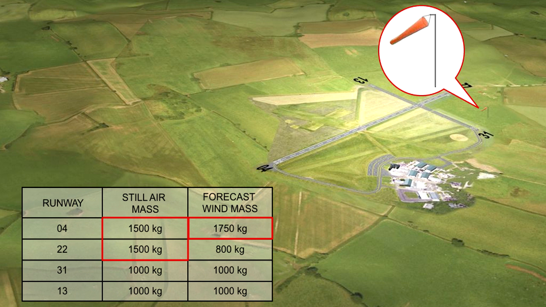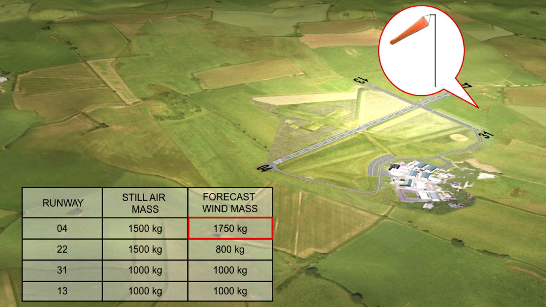If the aeroplane was dispatched at 1,750 kilograms, and then, on arrival at the airfield, the wind was less than forecast, the aeroplane would not be able to land. Therefore, the aeroplane must be dispatched with a mass of 1,500 kilograms. Dispatching the aeroplane with this mass would mean that, no matter what conditions prevailed at the destination airfield, the aeroplane will have a mass that will allow it to land at the airfield.